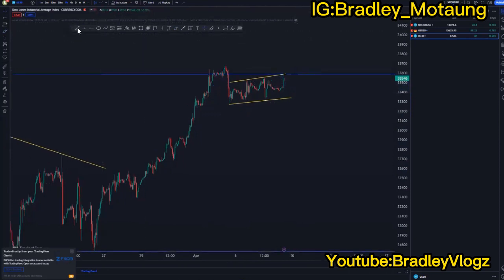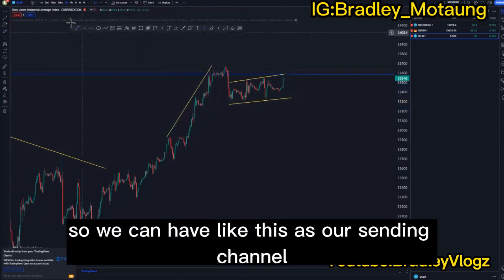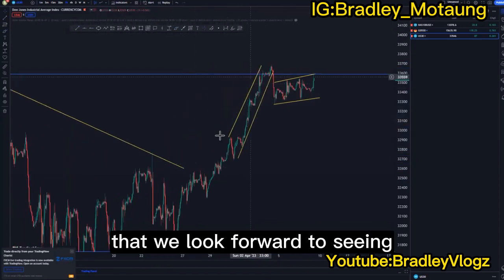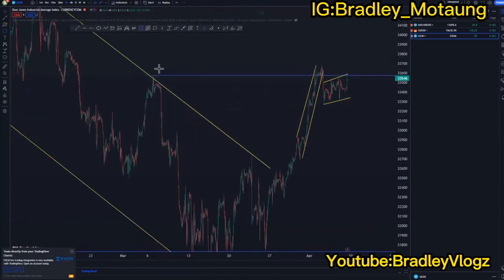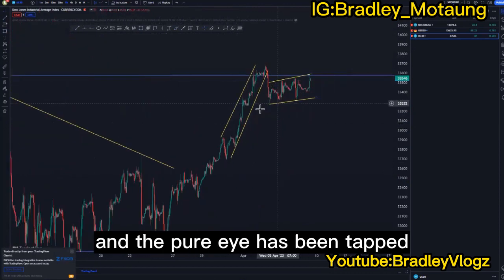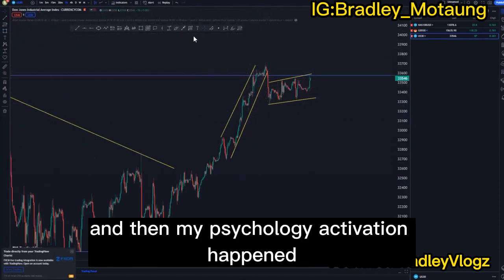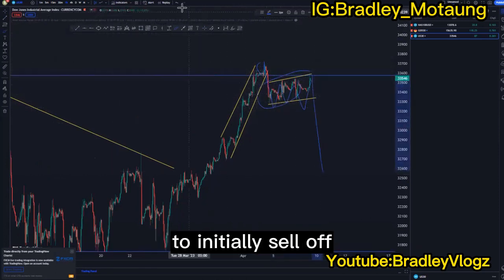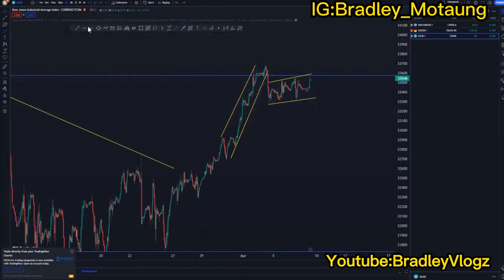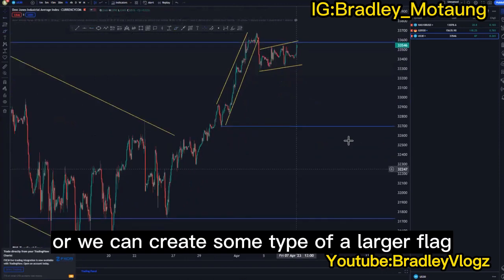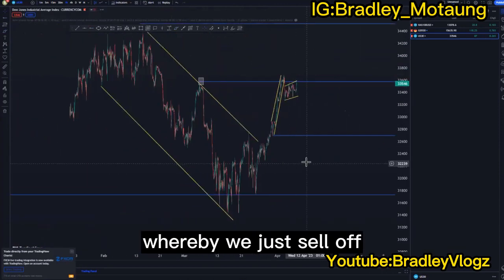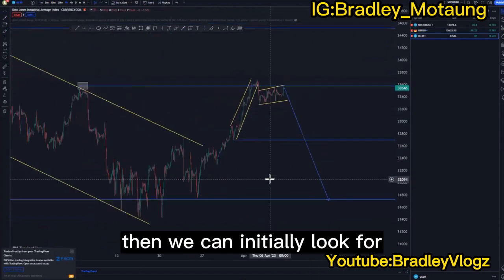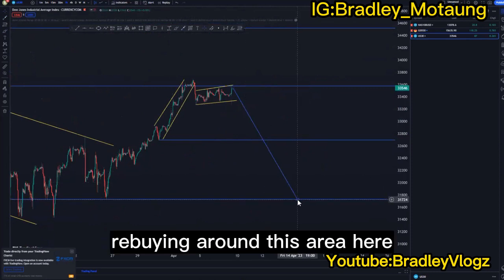let's see. So we can have this as our ascending channel, just because it tapped that POI that we look forward to seeing, just because this is our POI. It can just box it up around this point. Then the POI has been tapped, and then that mass psychology activation happened, and then we sold off, and then we created this larger flag to initially sell off. So what I'm thinking is that we can tap the 90%, or we can create some type of a larger flag whereby we just sell off up until we reach this area here. Then we can initially look for rebuying around this area here.